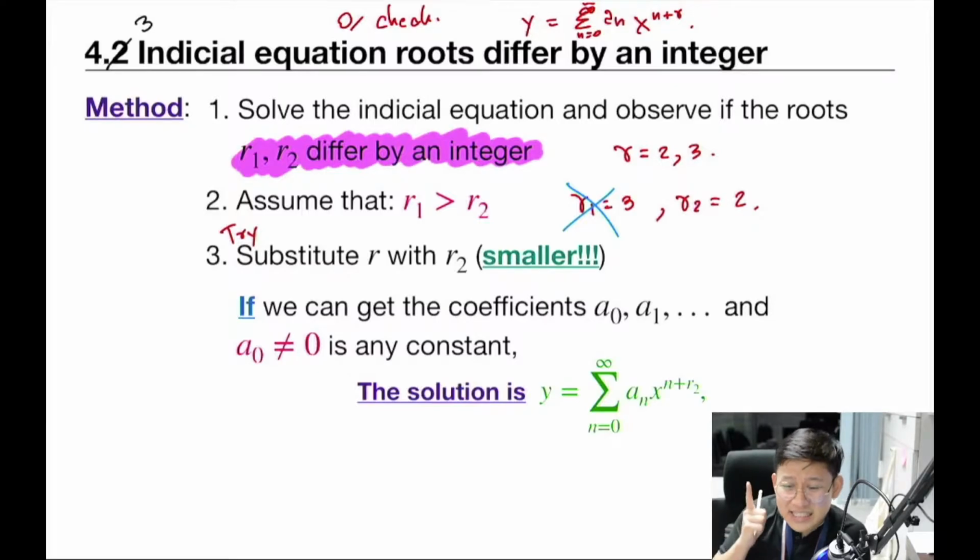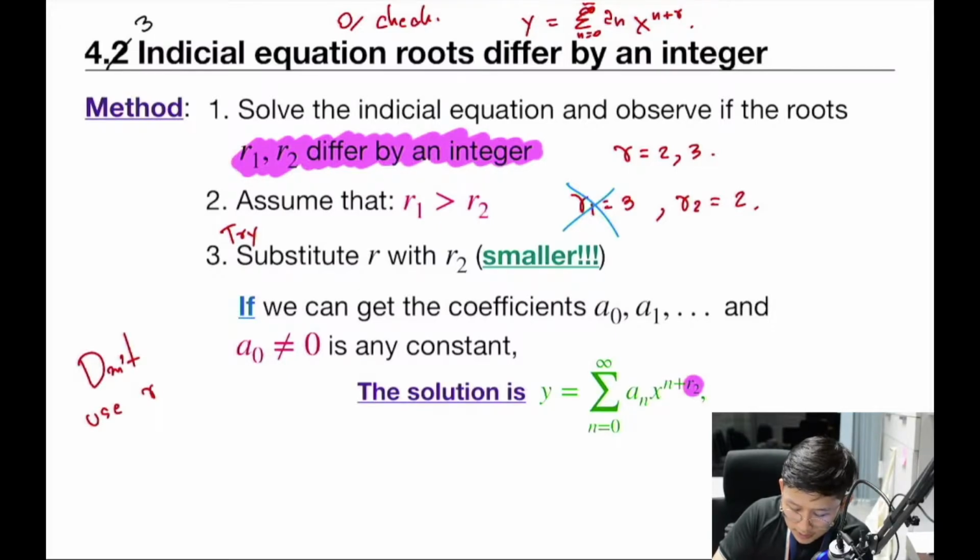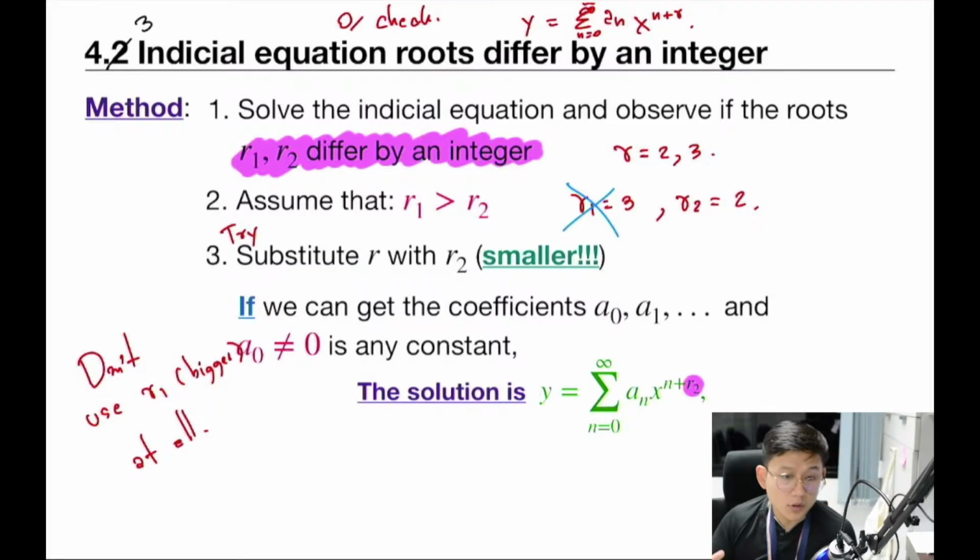This one is actually easier than the previous section, because in the previous section you need to have y1 and y2, and you do need to use both r1 and r2. But here, if r1 and r2 differ by an integer, you can try using the smaller one, called r2, and then you get the solution y equals a_n x to the n plus r2. It means that we don't use r1, the bigger r, at all.